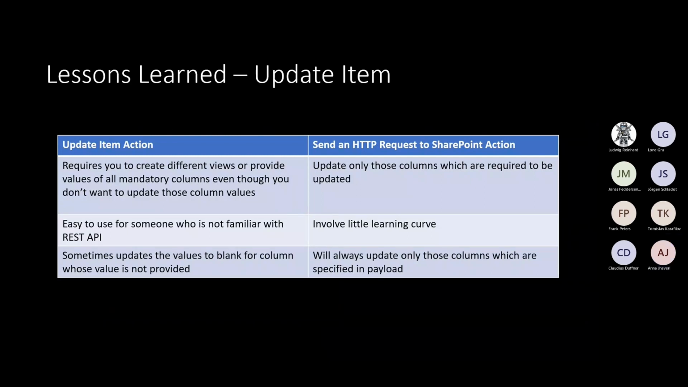And sometimes if you don't have a list with a lot of columns, then update item should also work in most cases unless you are facing the issue. But there is an alternative of using send HTTP request using REST API. So I would say that's the best option, and it worked for us.